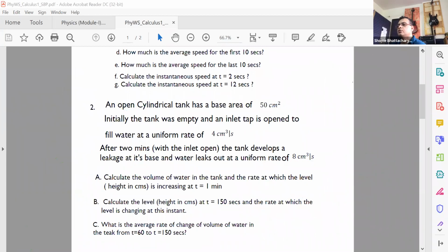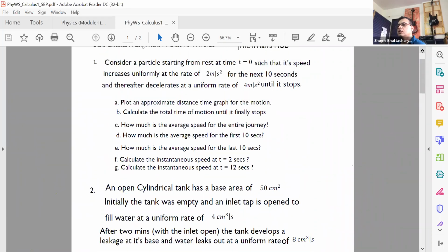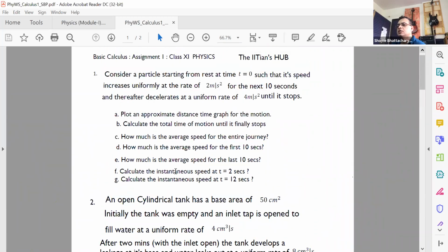So going back to question 1, which part you asked? The last part, the G part, is it? The G part. Okay. So let's understand what's happening in this question first.